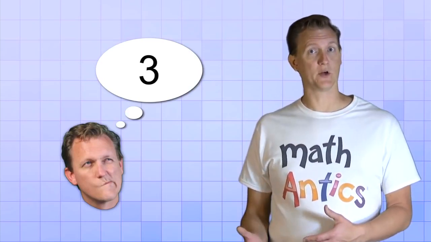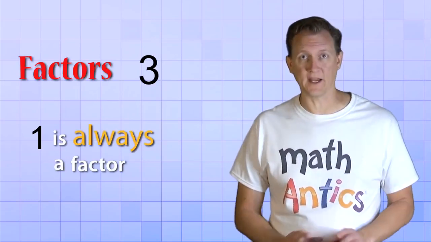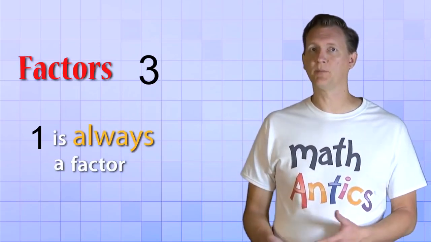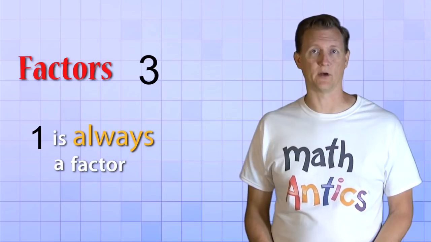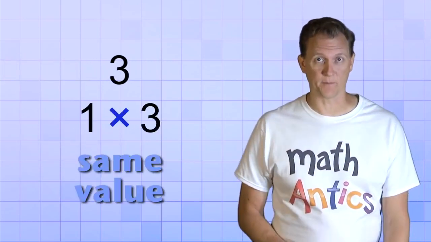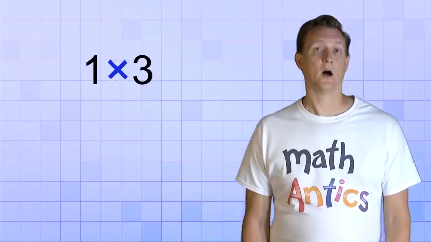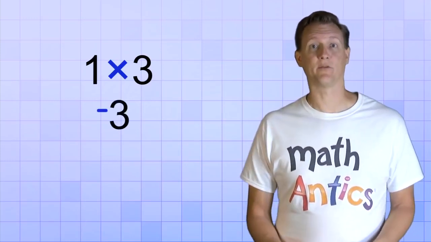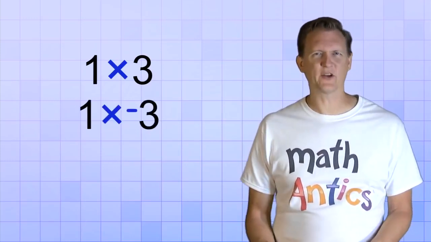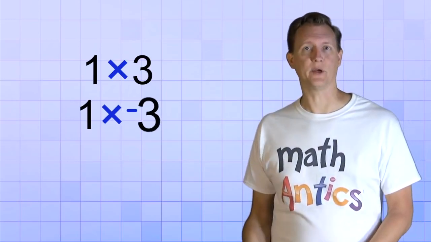Do you remember when we learned about factors? We learned that 1 is always a factor of any number. And that's because multiplying by 1 doesn't change a number. 3 and 1 times 3 are the same value. So if you have the number 3, you can factor out a 1 and you have 1 times 3. On the other hand, what if you have negative 3 instead? We could still factor out a 1 from it and nothing would change. You'd have 1 times negative 3.